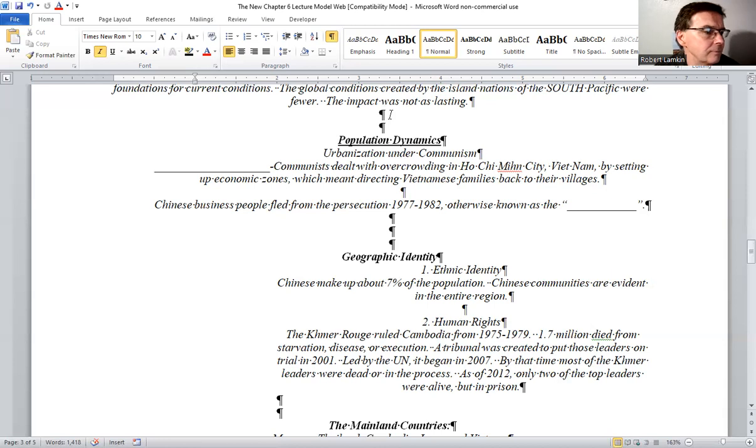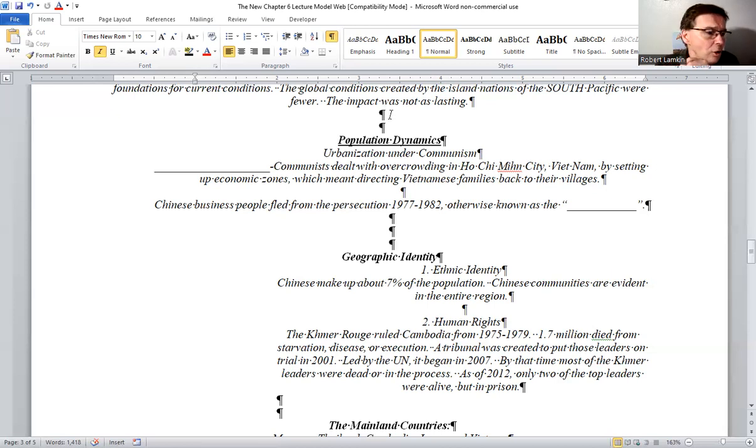Population dynamics, continuing with geographic identity. Chinese make up about 7% of the population of the region. Ethnic variety, you probably wouldn't guess that, right? Chinese make up about 7% of the region's population. A lot of that, again, is because of the exodus of the boat people, and a Chinese presence in the region has been there for a very long time, actually.